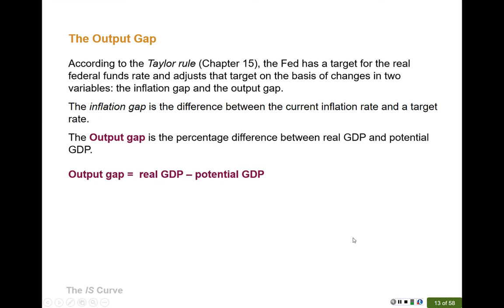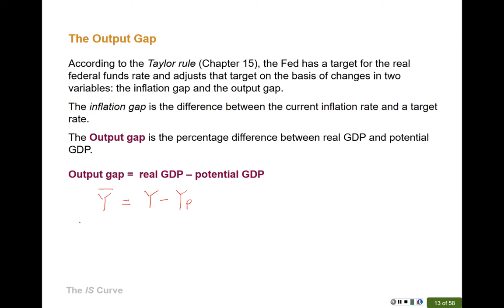The output gap is defined as the difference between the real GDP and the potential GDP. If we use the equation output gap equals real GDP minus potential GDP, we can use a notation here. Let's assume Y bar is the output gap, equal to real GDP Y minus potential GDP YP.